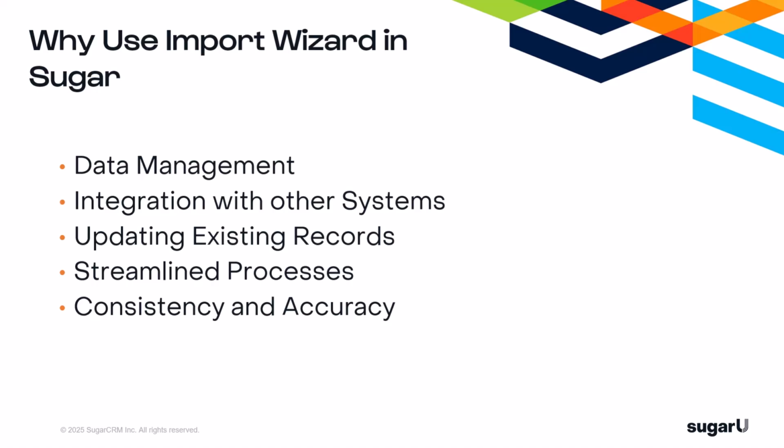You can also use importing to update existing records, making it easy to revise product details, pricing, or availability, all without editing each record individually. It streamlines your processes. With product data already in Sugar, your sales teams can access and use that data quickly, allowing them to respond to customers faster. And finally, importing ensures consistency and accuracy, helping you maintain reliable reporting and business decisions.